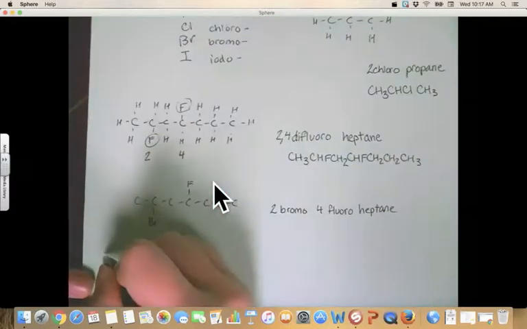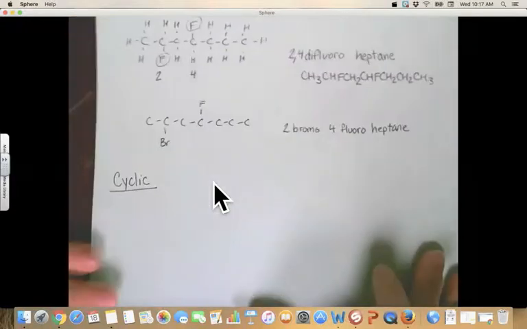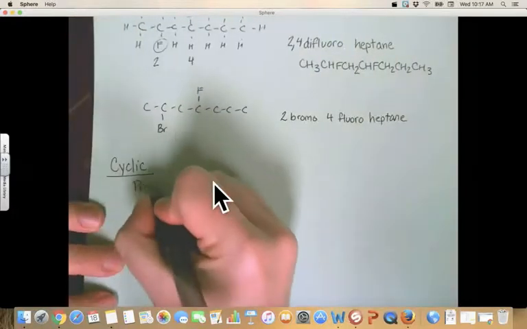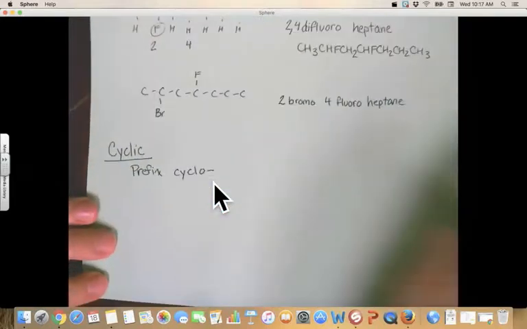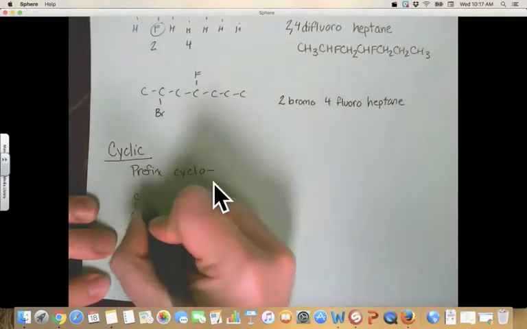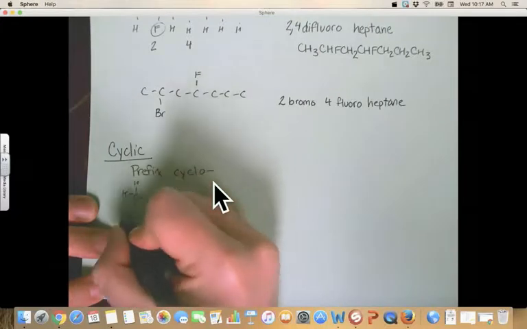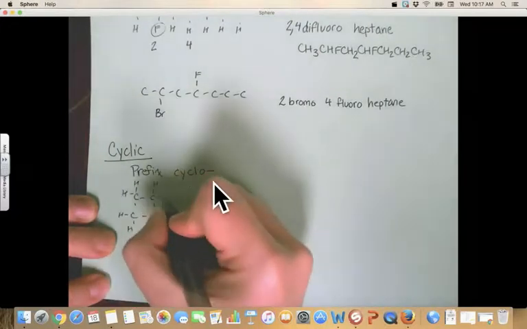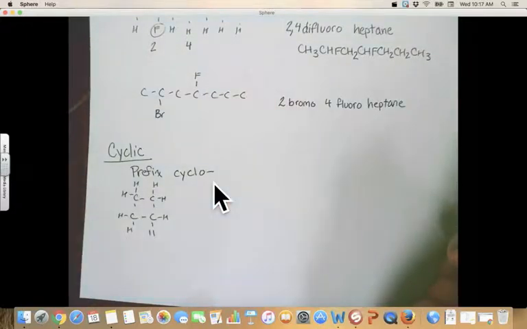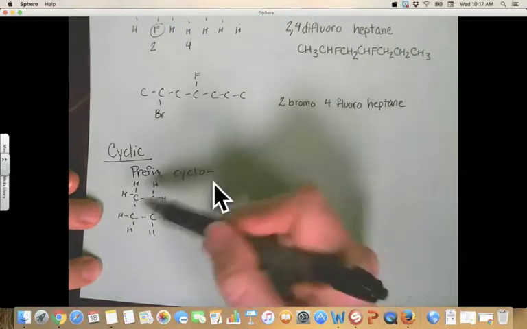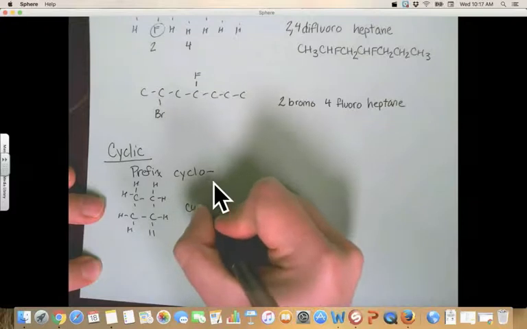Moving on, our cyclic, meaning like circle. Well, these we're going to use the prefix cyclo. So, for instance, I have this one. I have 1, 2, 3, 4 carbons. It's an alkane, there's nothing there. So this is just me, cyclobutane.